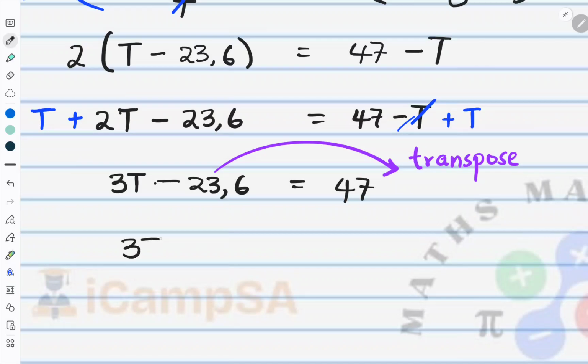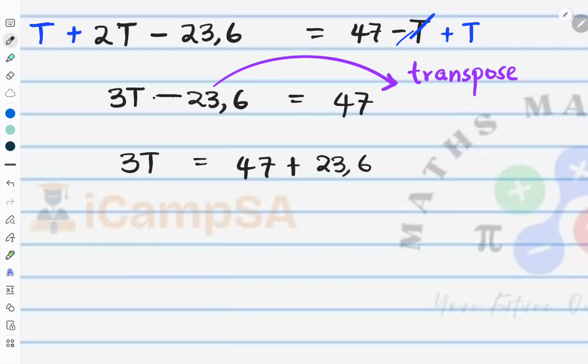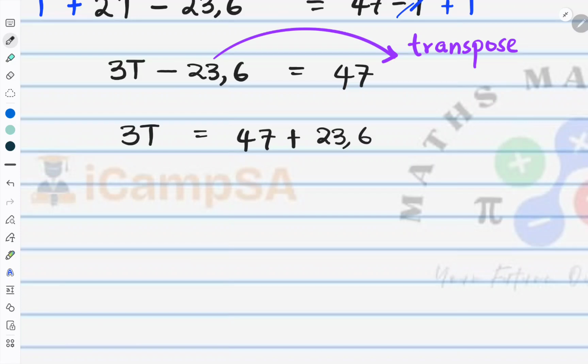Okay, let's not skip. 3t will be 47 plus 23.6, right? Because when you transpose, this guy changes the sign, becomes positive. If it was positive, it was going to become negative. All right, so that's what happens. Now from here, I can simply divide by 3 both sides.